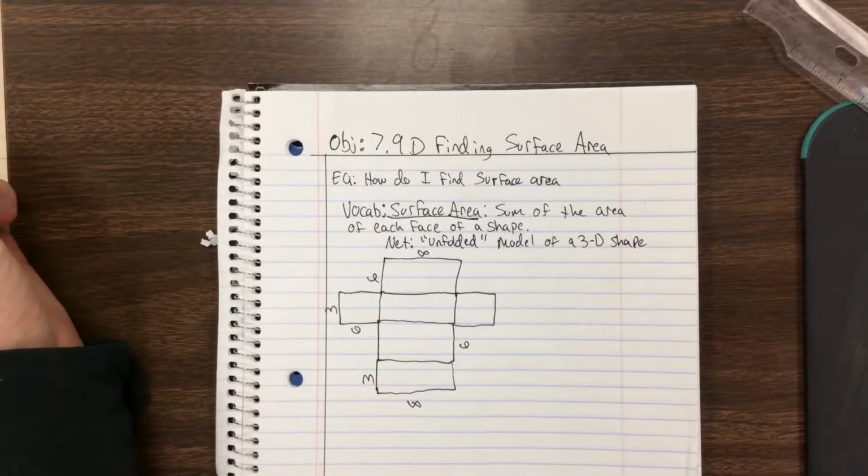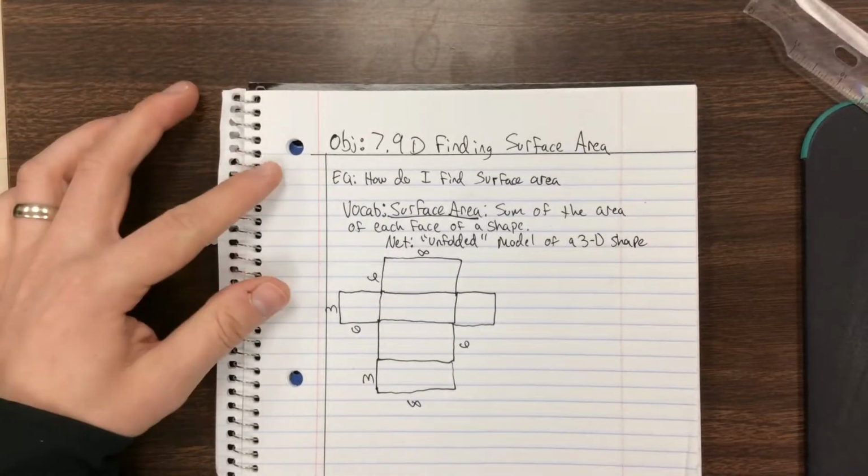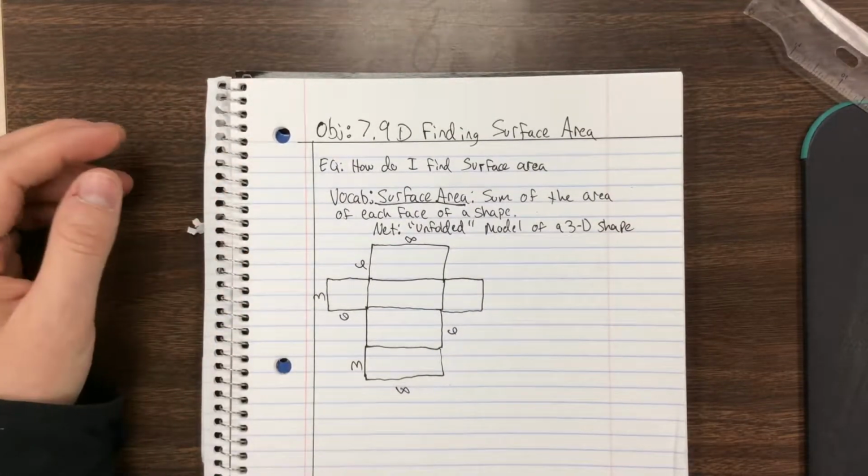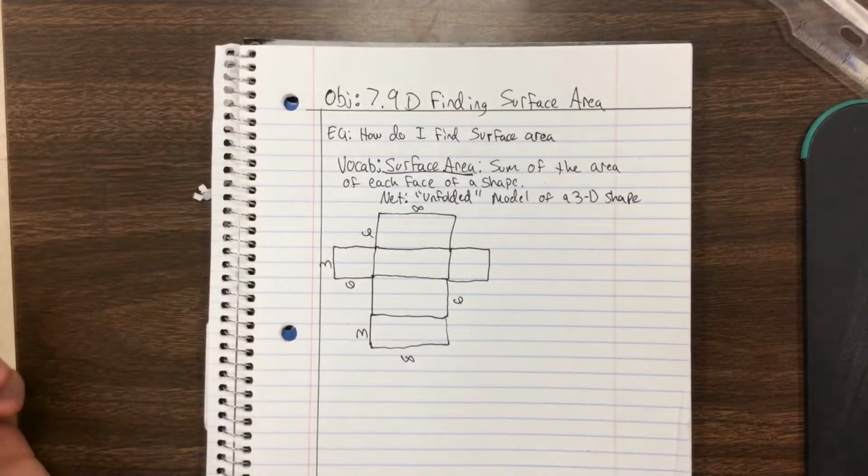This one's on objective 7.9D, finding surface area. The essential question: how do I find surface area? If you need to pause the video right now to write that down, please do so.